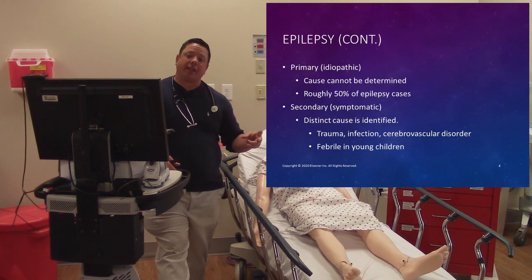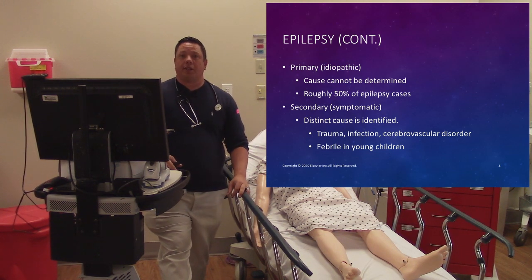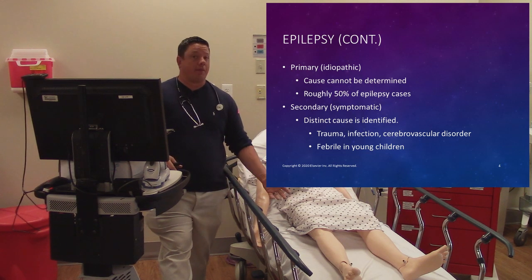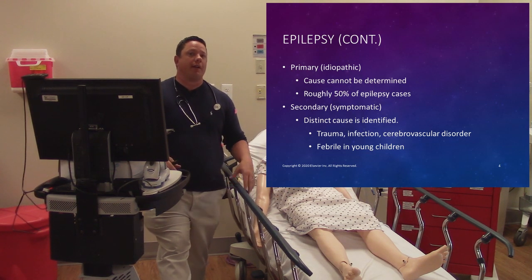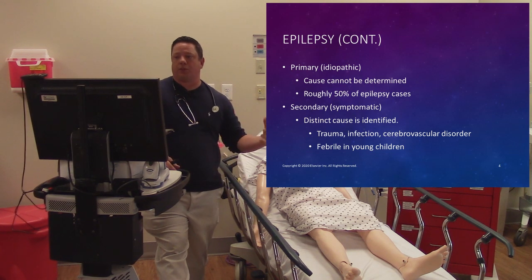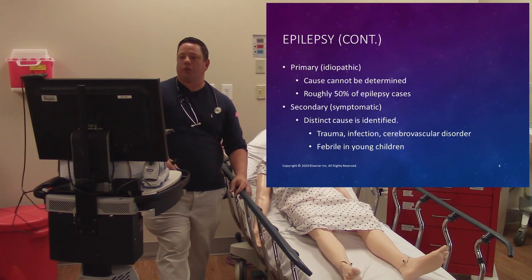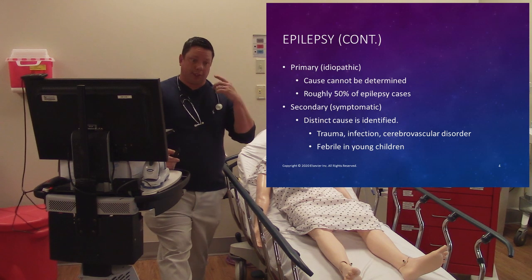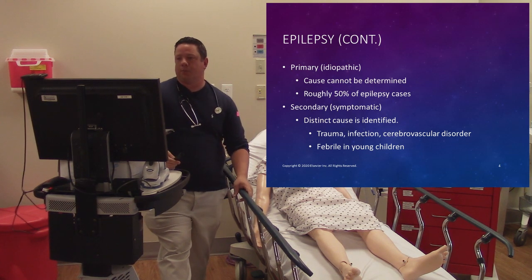Now, you can have secondary, which is symptomatic, right? This is why we watch for people that have very, very high fevers, because you can have a febrile seizure, right? So it can come from trauma, infection, fever, cerebrovascular disorder, and also febrile in young children. But I'm going to tell you, young children generally sustain fevers much higher than adults do.